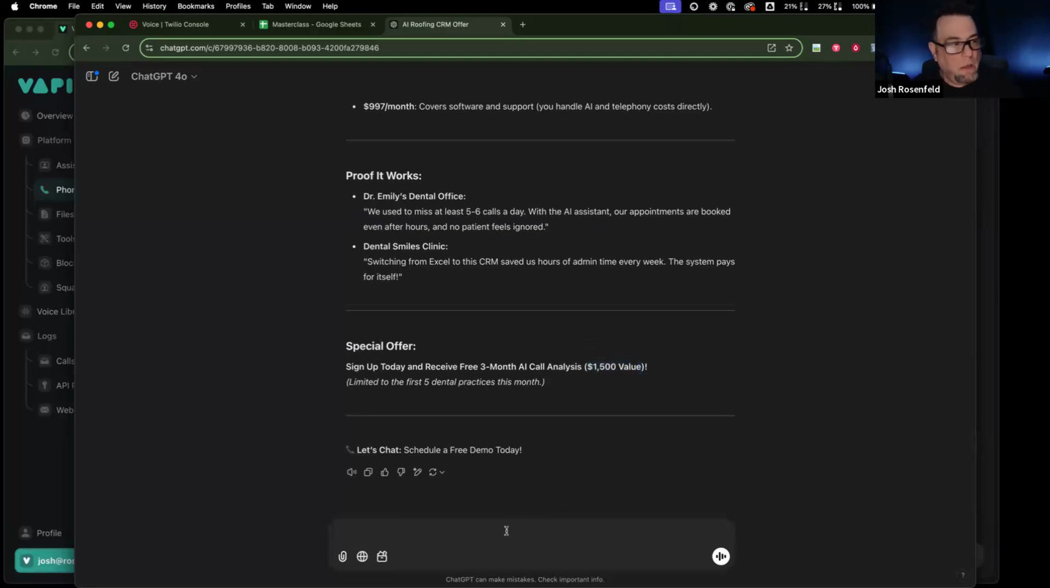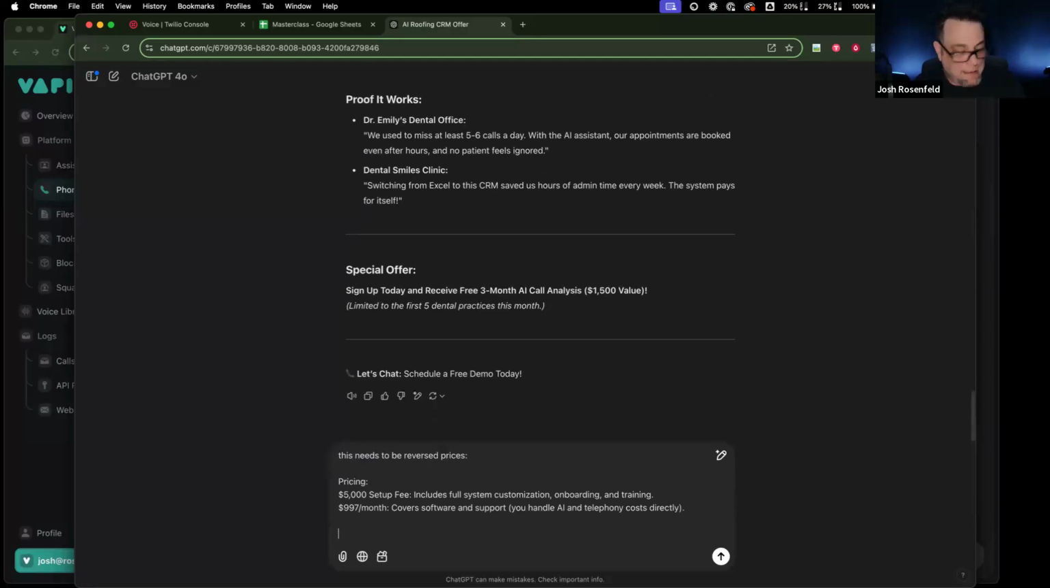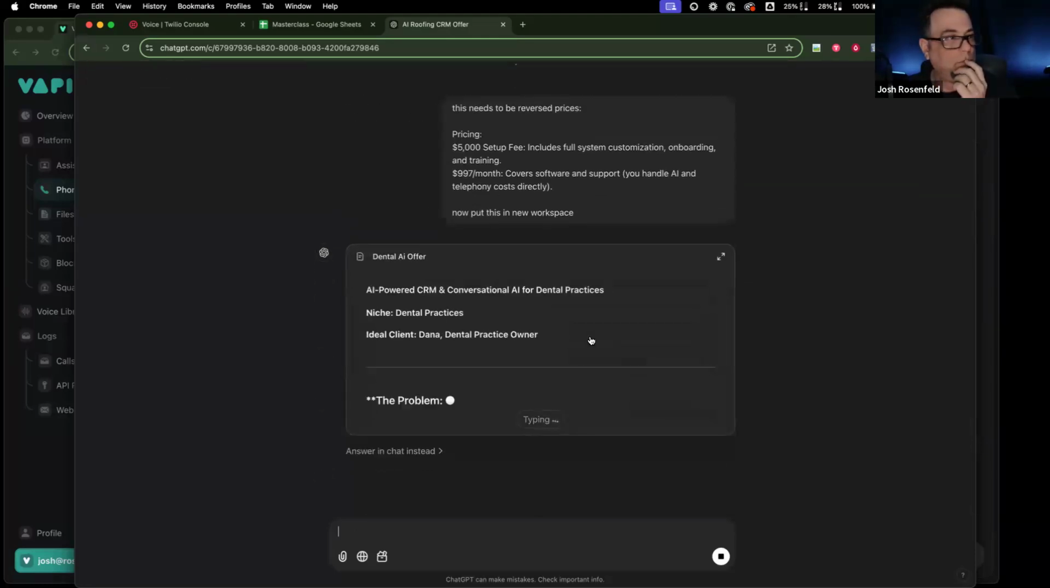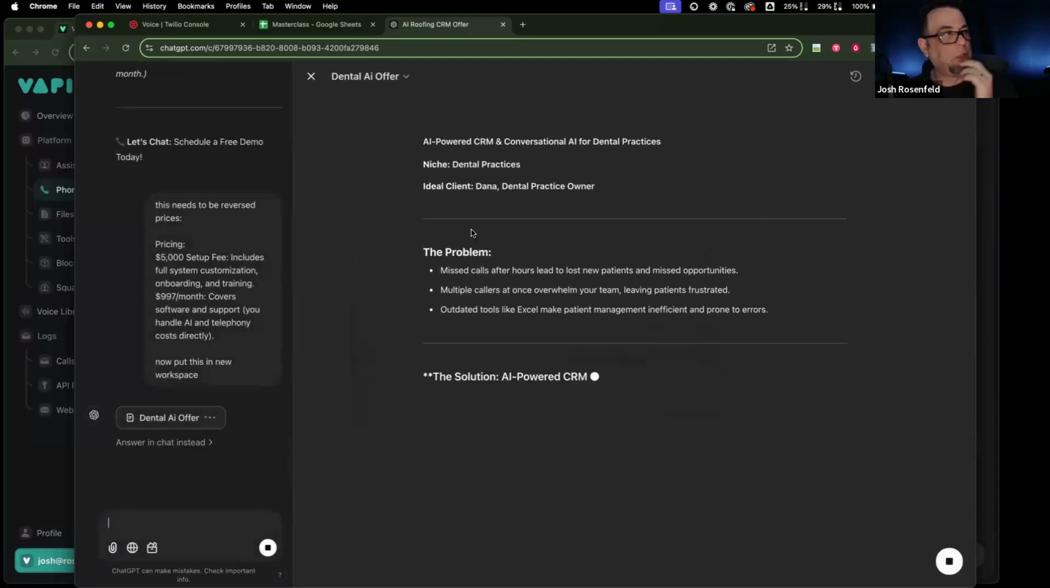So what about a guarantee? So I'm going to do this. I'm going to say this needs to be reverse prices because this is wrong. This chunk, and I'm going to say now put this in a new workspace. Cool. So it just makes it a little neater.